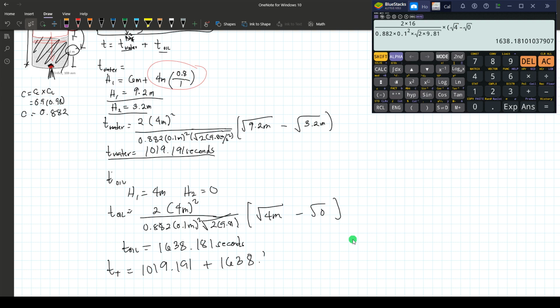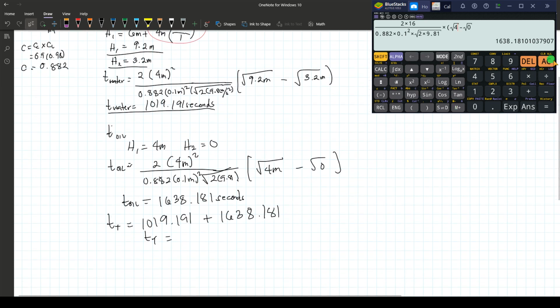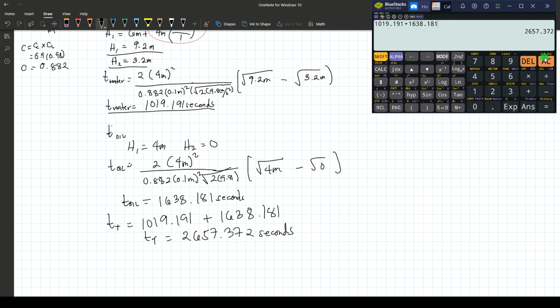Then add the two total times: 1019.191 plus 1638.181. The total time is equal to 2657.372 seconds. Okay, or in minutes, divided by 60, that's 44.29 minutes. Okay, so this is the answer.